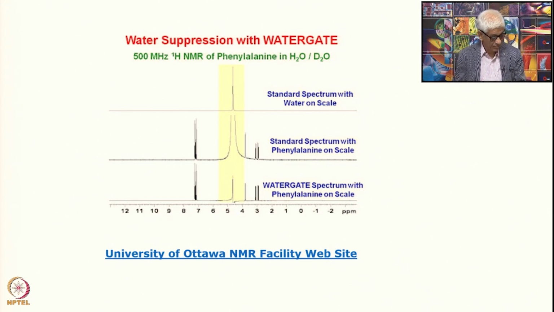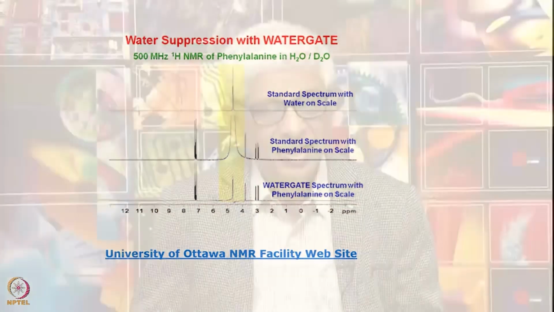and this is taken from the University of Ottawa NMR facility, and you will find many such examples in a Google search. You will find many examples of WATERGATE suppression and also many other pulse techniques for water suppression, and I have taken one simple example here to illustrate how the WATERGATE is useful for recording good spectra. So that was just a continuation of the last topic.